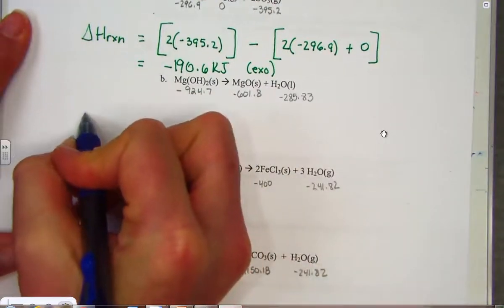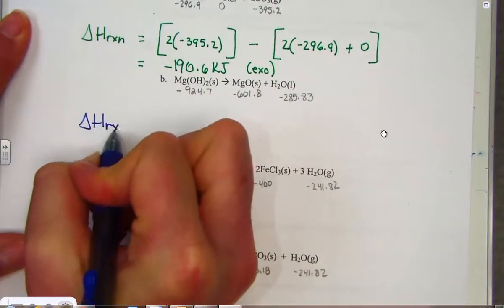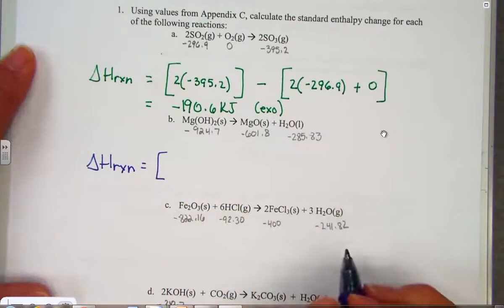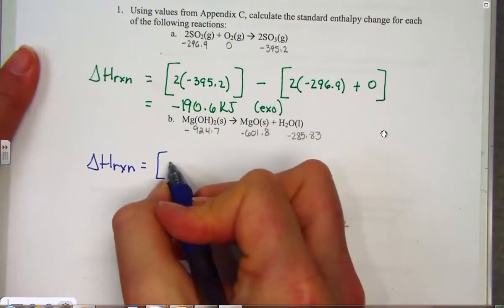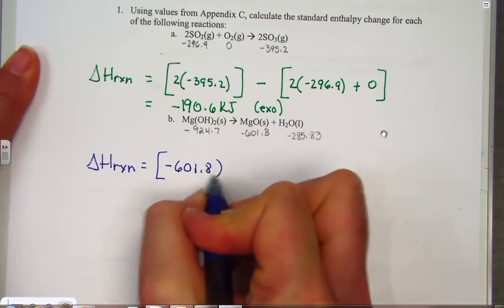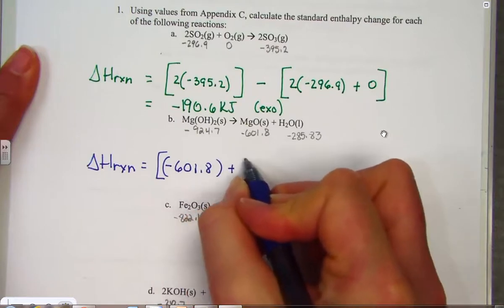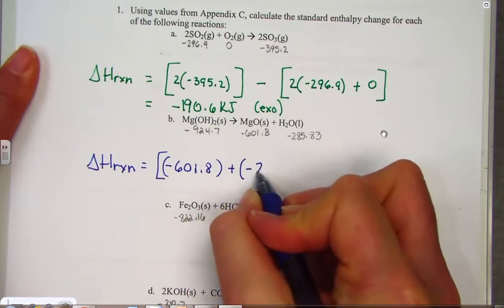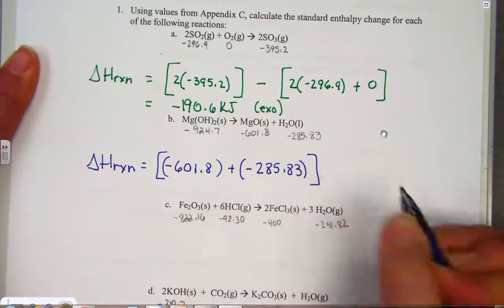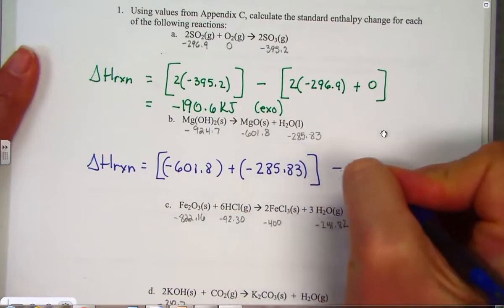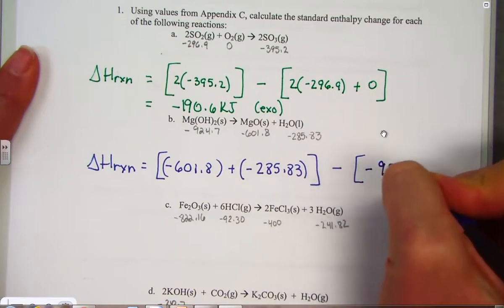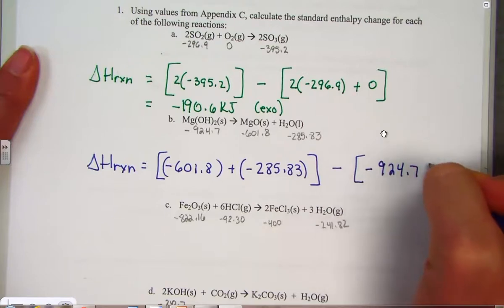The delta H of our reaction is found by taking the sum of the products minus reactants. So we have the MgO, negative 601.8, plus the value of liquid water, negative 285.83, is the sum of our products minus the reactant, which is negative 924.7 kilojoules.